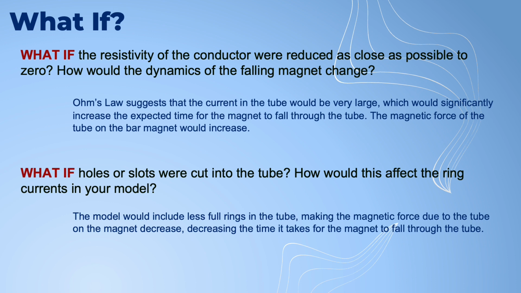On the other hand, if holes or slits were cut into the tube, the model would include fewer full rings, making the magnetic force due to the tube decrease, decreasing the overall time it takes for the magnet to fall through the tube.